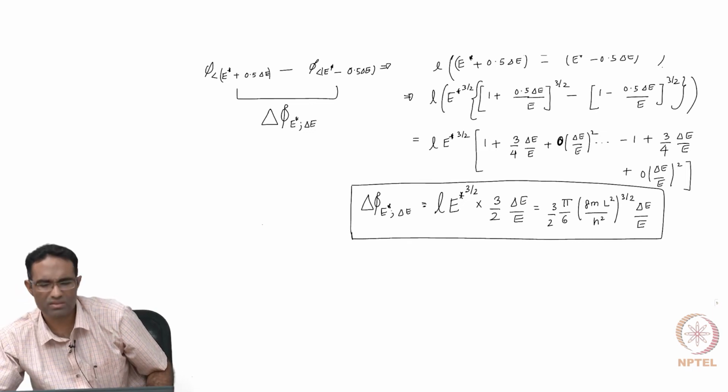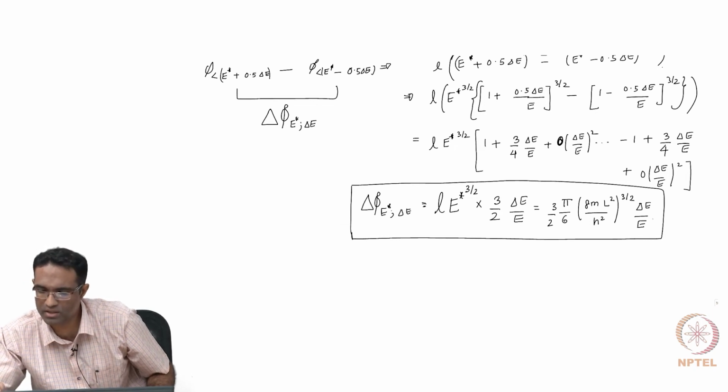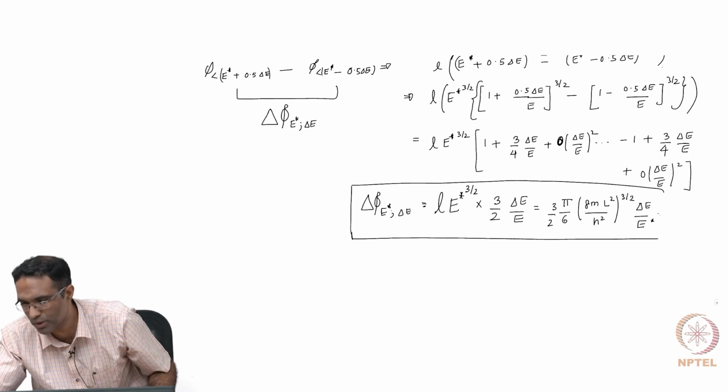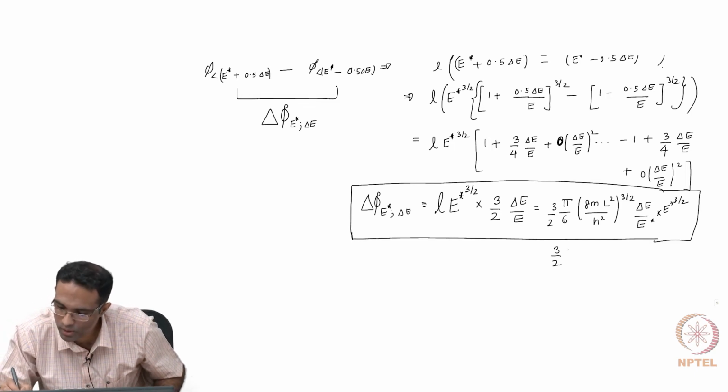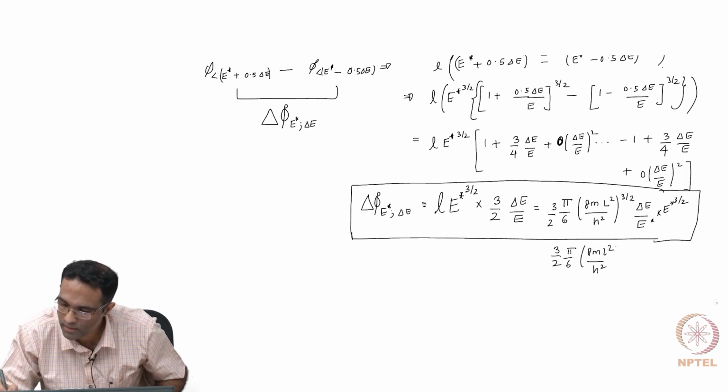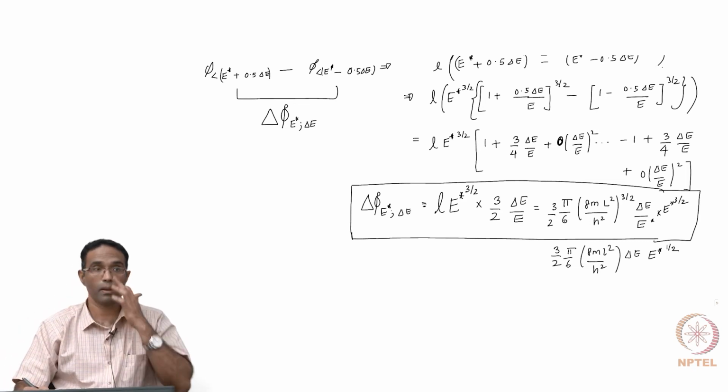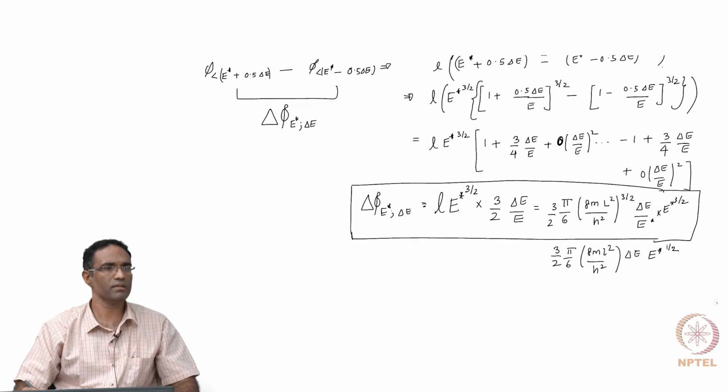What is wrong? Did I miss something here? There is E star, I think I missed an E star power 3 by 2, right? Yeah, that's a good point, that's important, right? There's an E star power 3 by 2 here. So this becomes 3 by 2 pi over 6, 8 m L square by h square, delta E, E star power 1 by 2. Is that right?